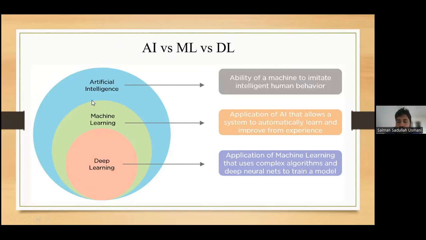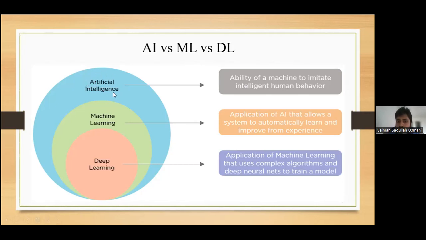If I define it in a bookish way, it is just the ability of a machine to imitate intelligent human behavior. So the concept of artificial intelligence comes from the intelligence of human behavior, how intelligent we are. The machine or the computer tries to imitate the same thing to give you the solution to your problem. So that is artificial intelligence.